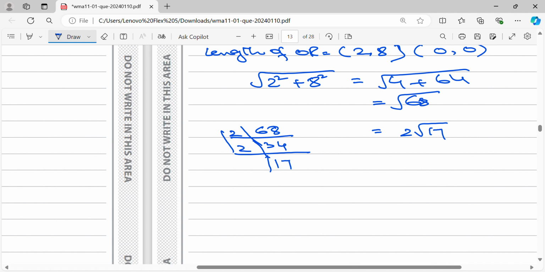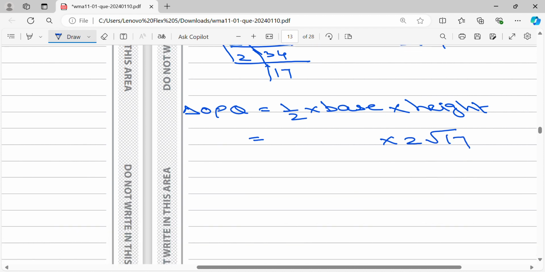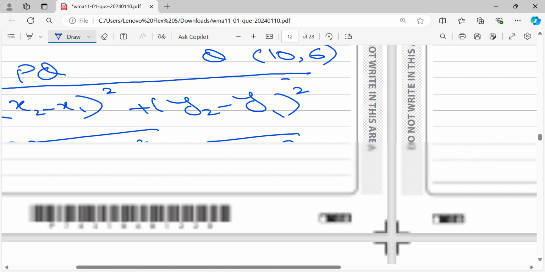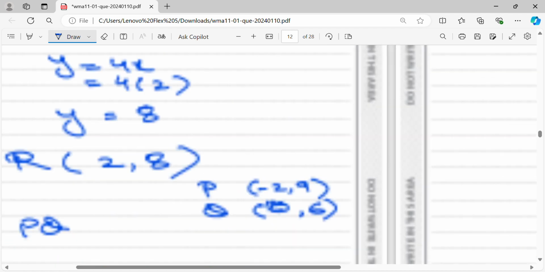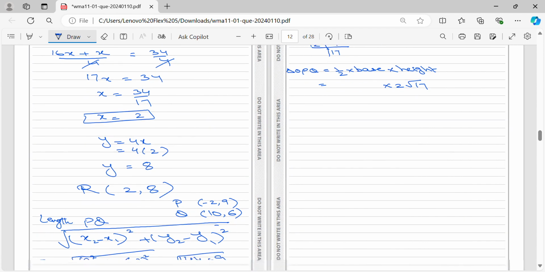Okay, so here you need to find out the area of triangle OPQ, which is half into base into height, and the height is OR, which I got here as 2 root 17, and the base we got root 153. How much is the base? We just got here a base. Yeah, root 153.